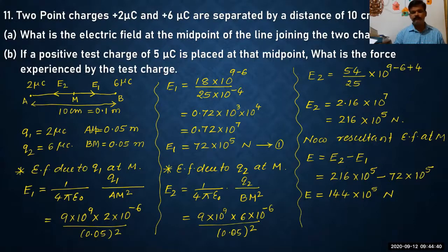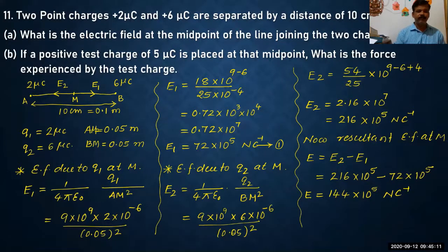Sorry, it is Newton per Coulomb. Okay, Newton per Coulomb. So electric field is 144 into 10 raised to 5 Newton per Coulomb, because for the last 3 days I am solving problems on force. So therefore I took it as Newton, but it is Newton per Coulomb. Any problem? Any doubt?